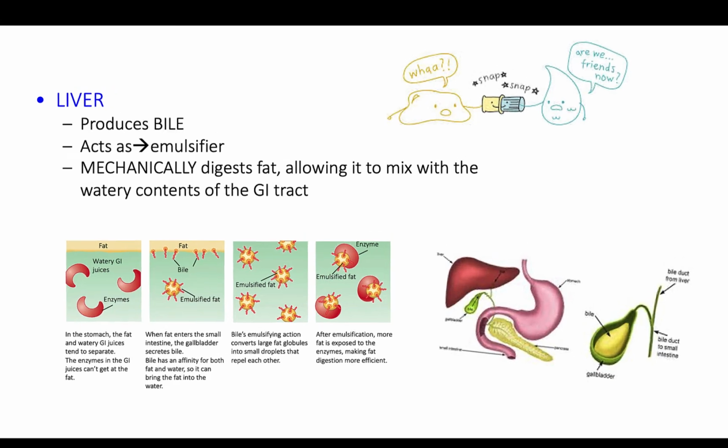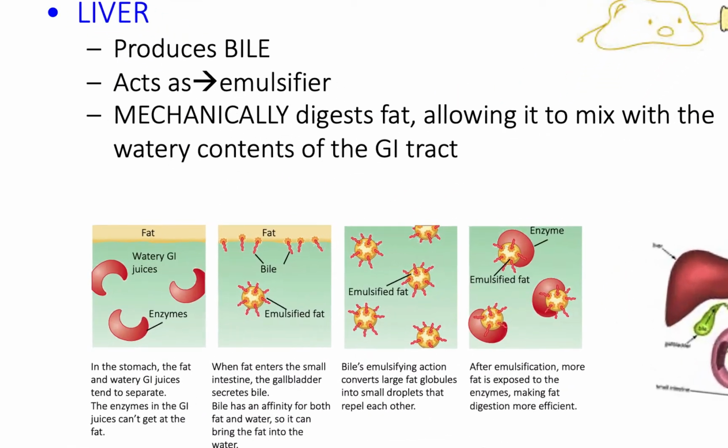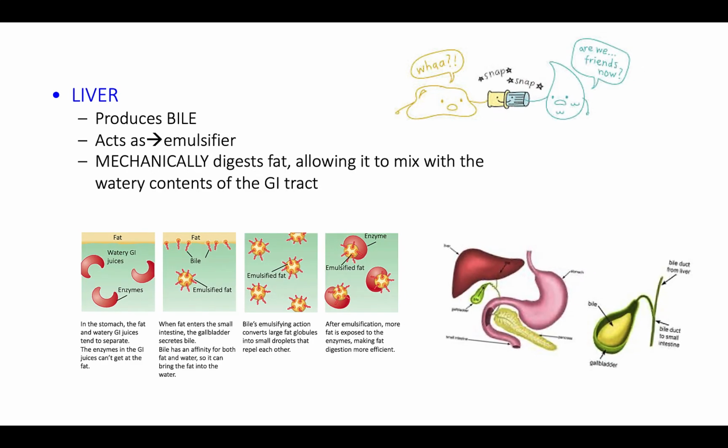Now, bile has both water-friendly and water-fearing portions of the molecule: hydrophilic, water-friendly, and hydrophobic, water-fearing. And when you look through this part of the slide, and it's also in other videos, it goes through how bile helps to emulsify the fat and break it up into smaller particles so that the enzymes, the lipases, can then chemically digest the fat. So bile mechanically digests fat, and enzymes chemically digest fat.